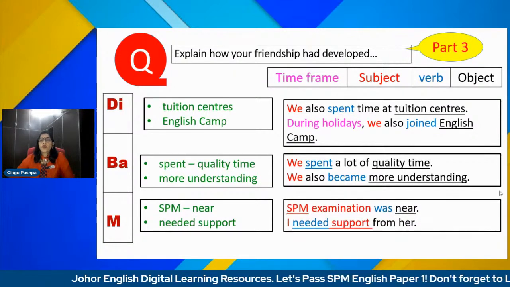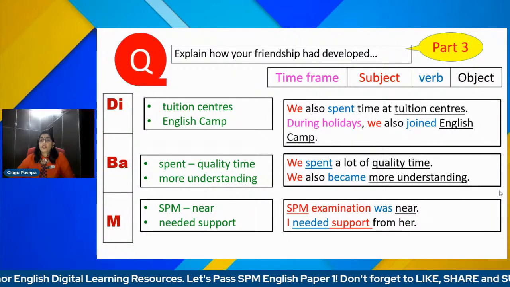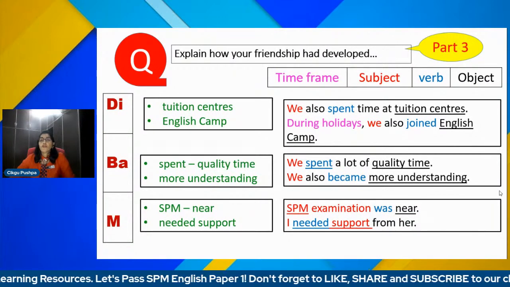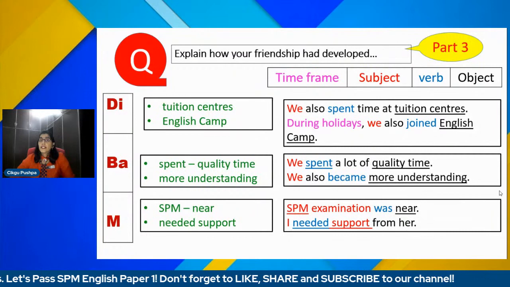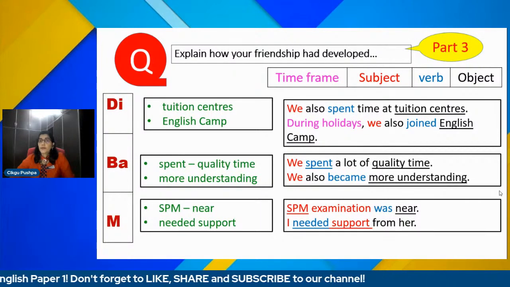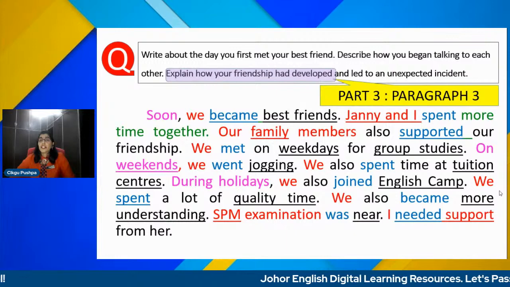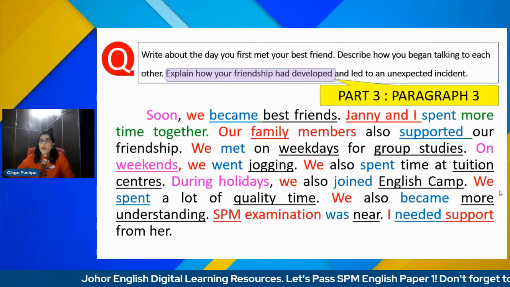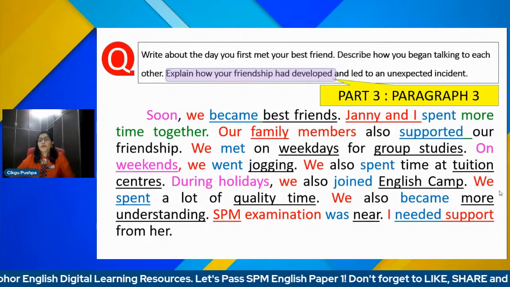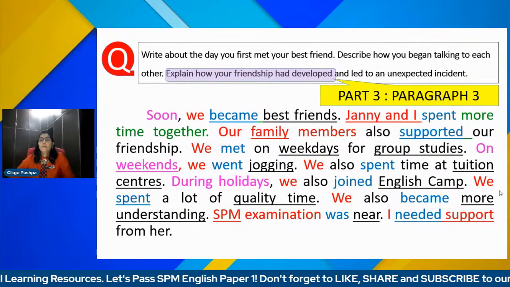Here comes the next one. SPM examination was near. I needed support from her. Based on the words or the phrases that you have generated, here come your sentences. All right. Now, how are we going to form the paragraph? Just use the sentences that you have generated just now, that you have constructed, and try to put them together to make it a paragraph.